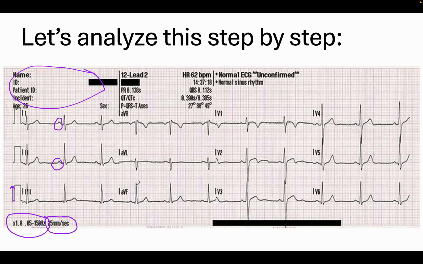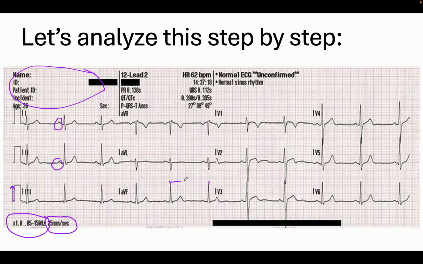Then we'll go on to measure the rate of the ECG. To measure the rate, you want to find 2 clear R waves. Usually the easiest way to work out rate is to look for 2 R waves that are on lines you can see. So in this case, you can see that this R wave lies on this grey line here, and this R wave lies on this grey line here.